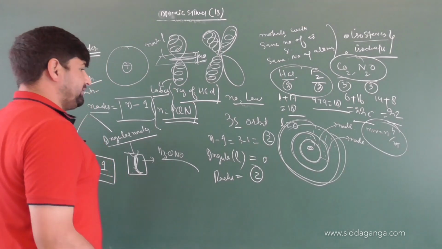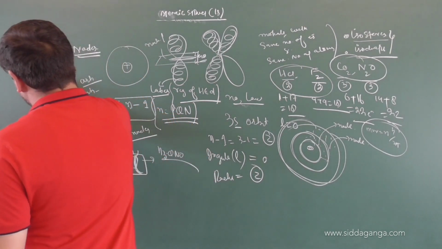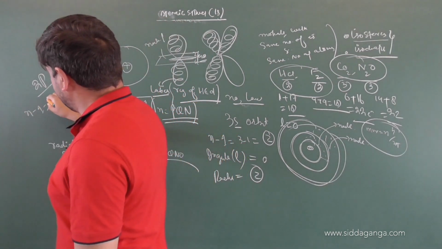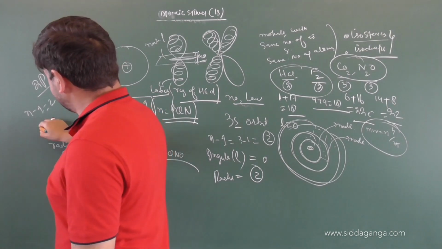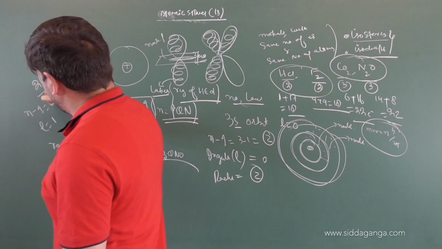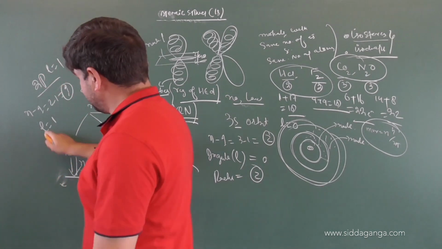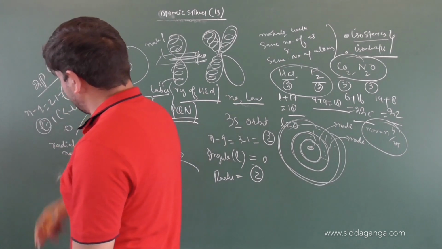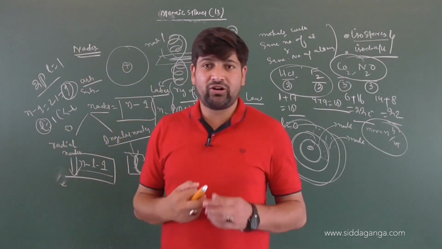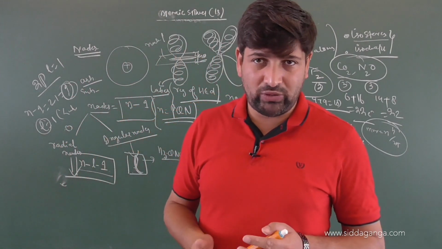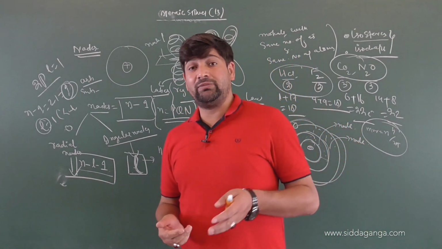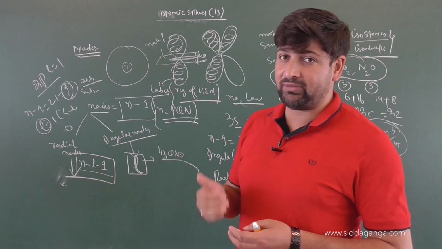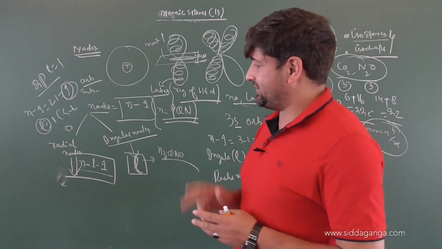Suppose children, we are given 2p, and we need to find the total number of nodes in 2p. Naturally the total number of nodes is n minus 1, that is 2 minus 1, which is 1. So what is the L value here? For p, the L value is 1. That means L is 1. So there is only one node, which is an angular node. What is the number of radial nodes? 0. Did you understand it or not? So in order to find the nodes in any atom, in any orbital, it is n minus 1, out of which L will be the number of angular nodes, and the radial nodes will be n minus L minus 1. Clear or not, children? Excellent.